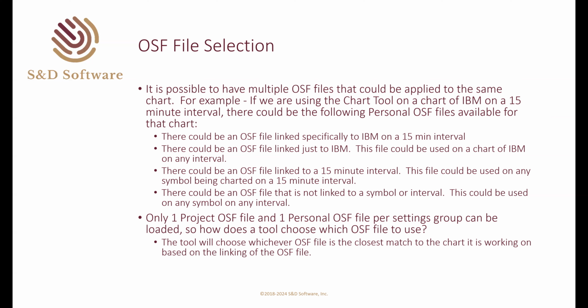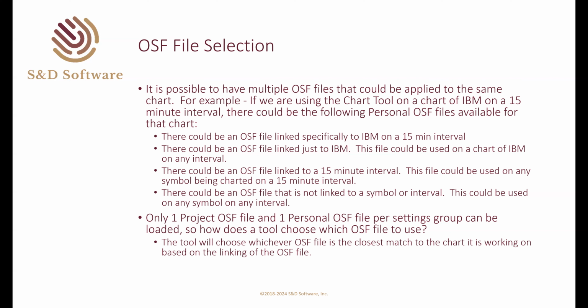So in a case when you have all of these available, how does the tool choose which one to apply? Because it can only pick one. It can pick one project OSF to apply and one personal OSF to apply for any given table. So for the rules settings group and the rules table, it can only pick one project rules OSF file and one personal rules OSF file. But you could have 4 project OSF files for rules that are applicable, and you could have 4 personal OSF files for rules that are applicable.